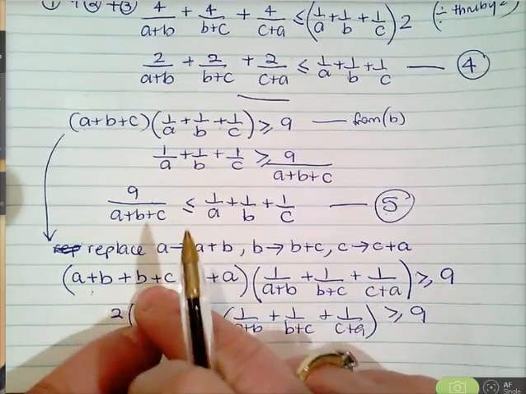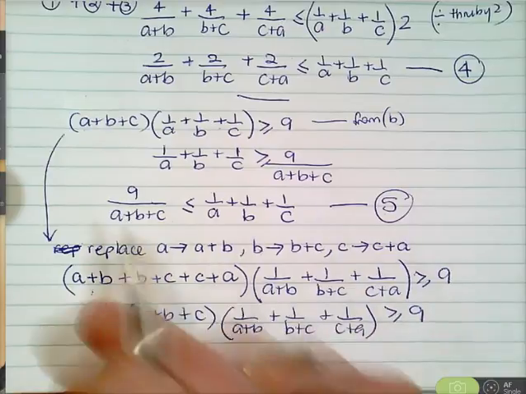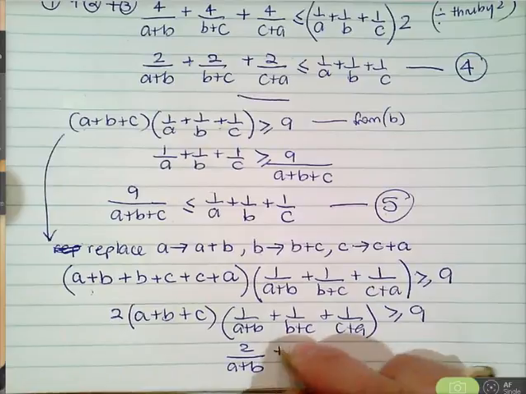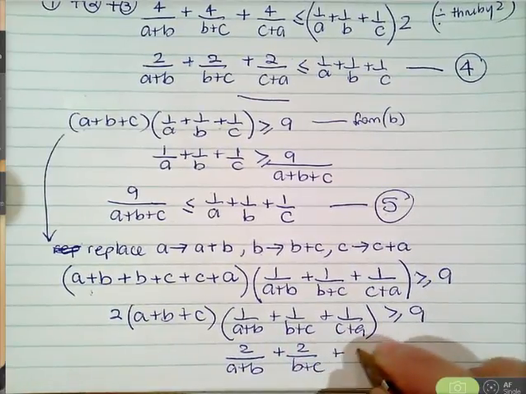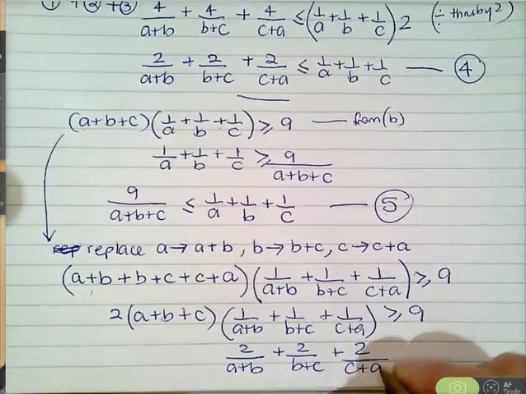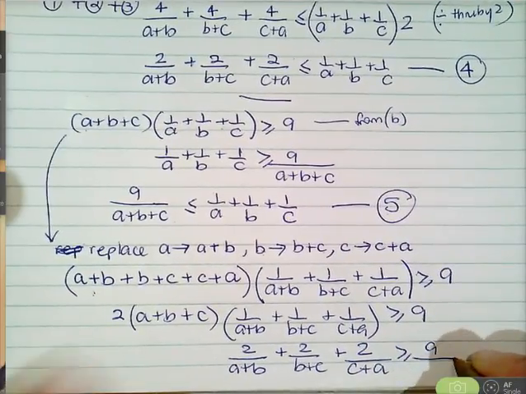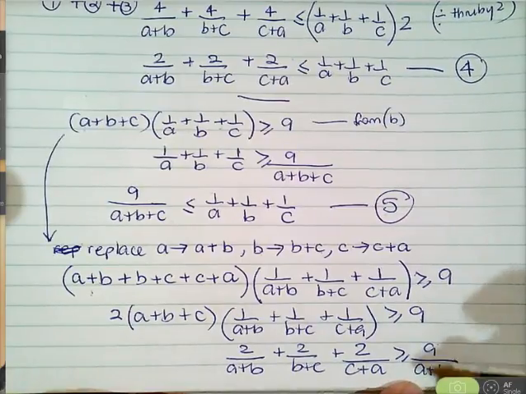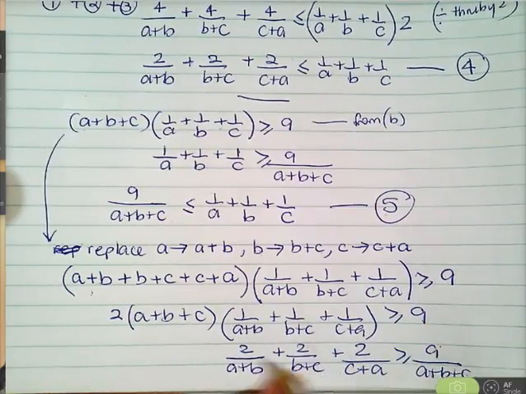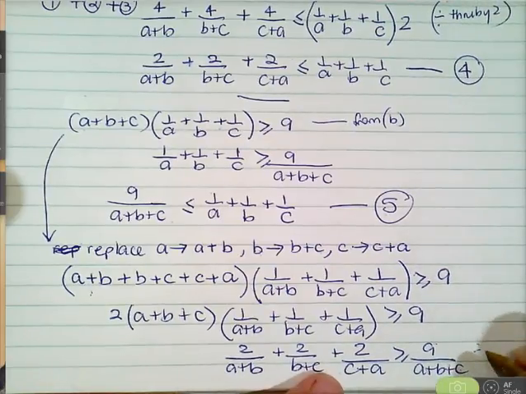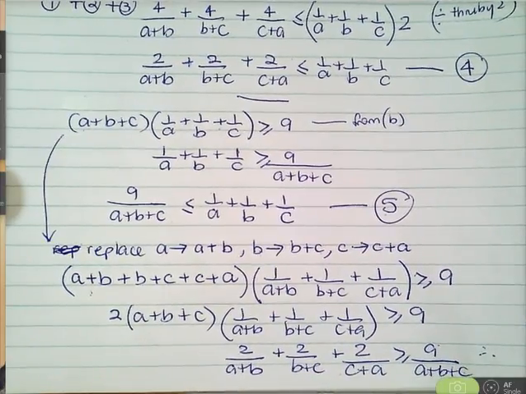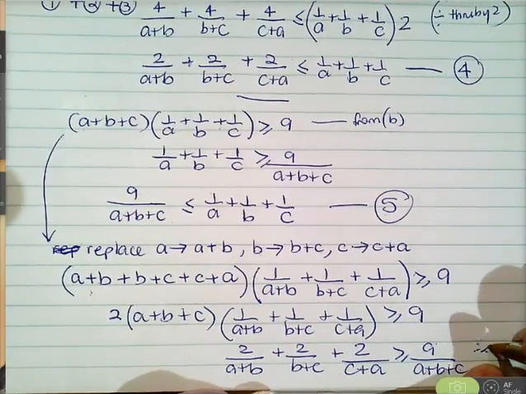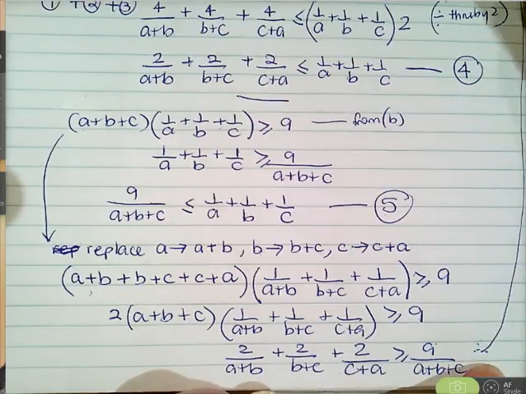So therefore if we divide by A plus B plus C and multiply 2 through the bracket here, we get 2 over A plus B plus 2 over B plus C plus 2 over C plus A is greater than or equal to 9 over A plus B plus C. Now we can clearly see that 9 over A plus B plus C is less than or equal to this, so therefore we can just write our conclusion. I just don't have room here to write it, girls, and the conclusion will be exactly what the question is.